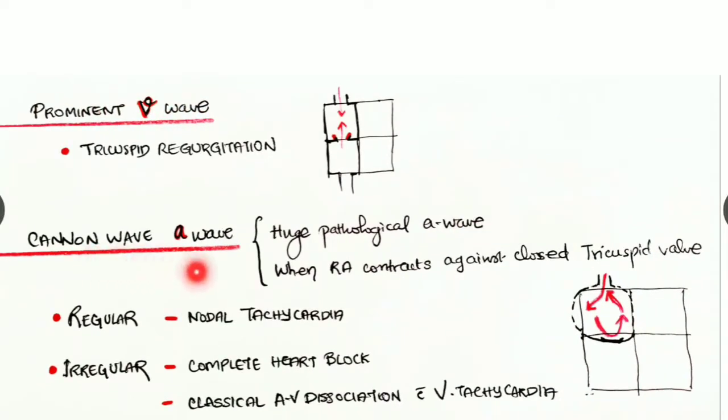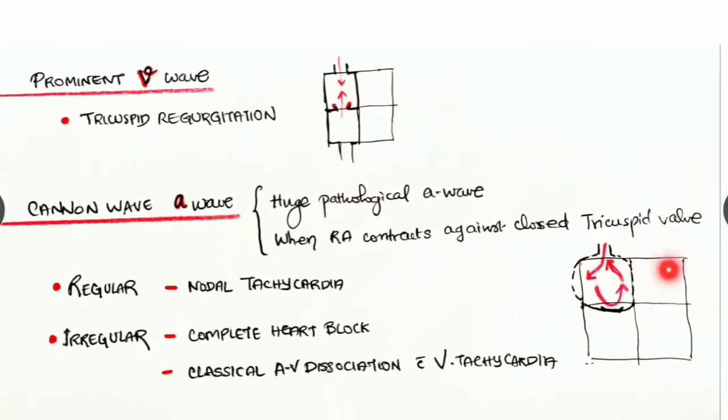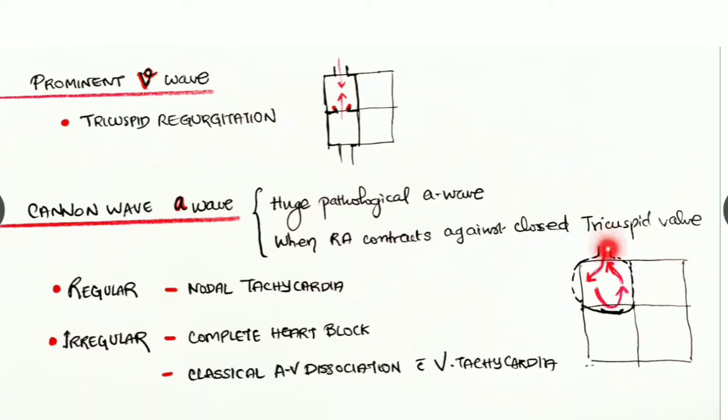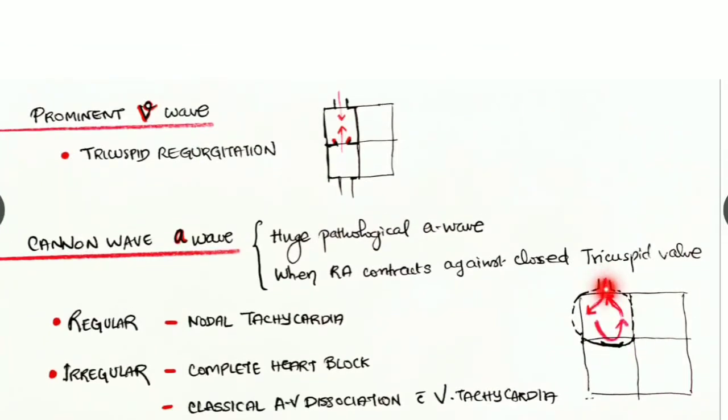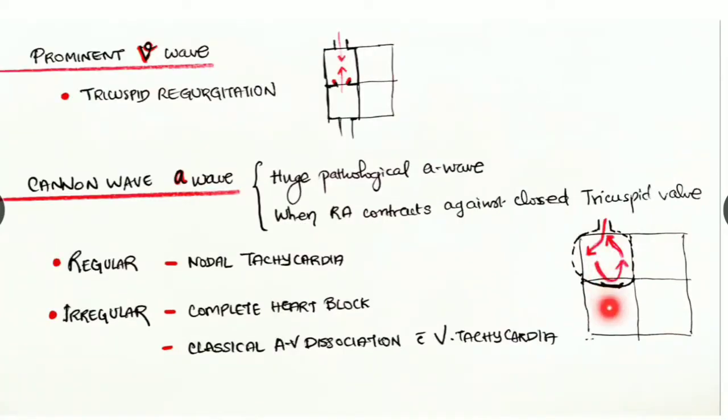What about the cannon waves, that is cannon A wave? They are huge pathological A waves. It is seen when the right atrium contracts against a closed tricuspid valve. That is, the right atrium expects the tricuspid valve to open during its contraction so that the blood flows out of the right atrium to the ventricle. So when this tricuspid valve fails to open during the right atrial contraction, the pressure again builds up in this right atrium, and that causes the huge A wave known as the cannon A waves.